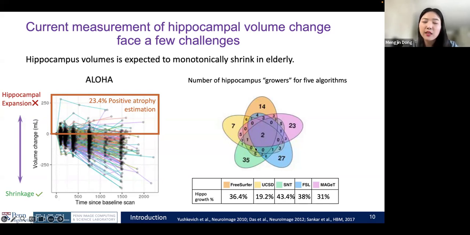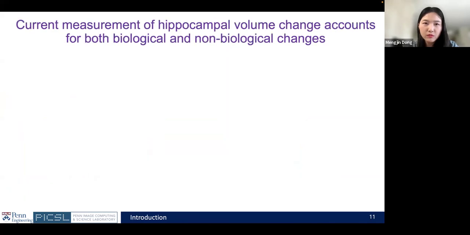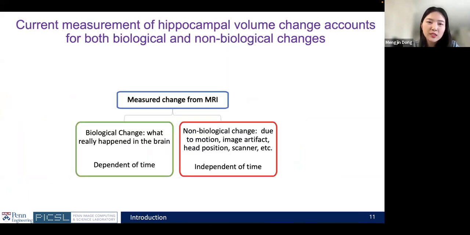So which means that it's highly likely that these measurements will be due to measurement errors rather than biological changes. Our hypothesis for our study is that the measured change from MRI can be decomposed into two parts. The first is biological change, what was really happening in the brain, and this is what we want to measure. The second part is non-biological change that might be due to motion, imaging artifacts, head position, or scanner differences, etc.